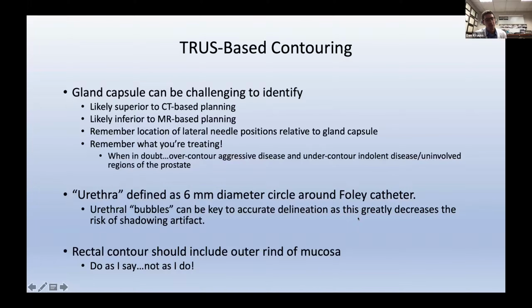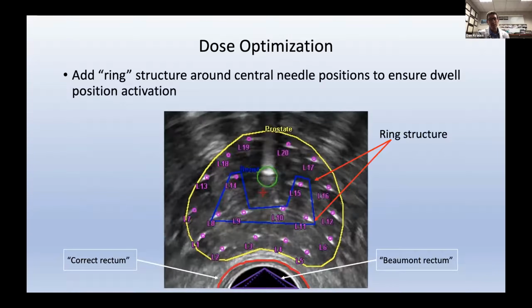The rectal contour should ideally include the outer rind of rectal mucosa. I write do as I say, not as I do, because if you look down here at the bottom, at Beaumont, we've always sort of used this surrogate triangle to represent our rectum. We rationalize that by virtue of the fact that we back the probe out before we treat to minimize any compression. Probably most people leave it in for more accurate dosimetry. This is just sort of the way we've always done it.